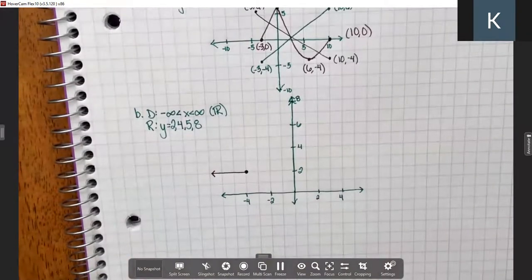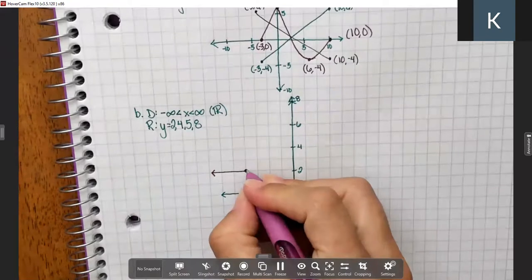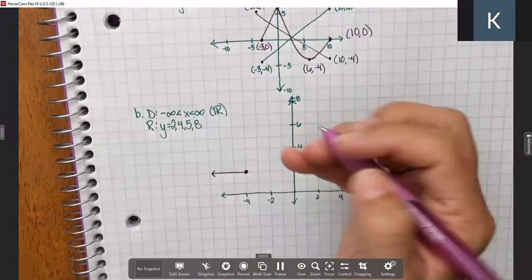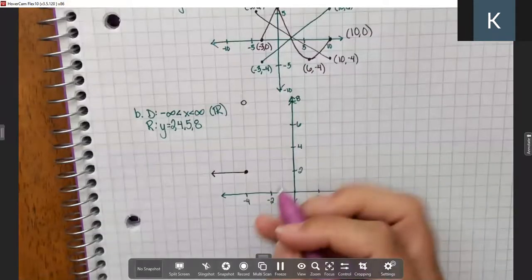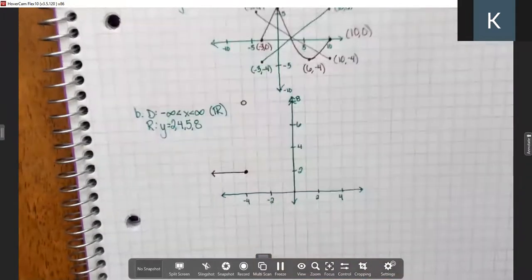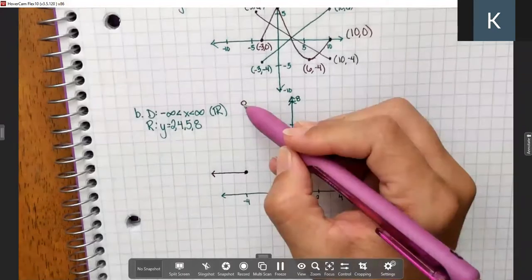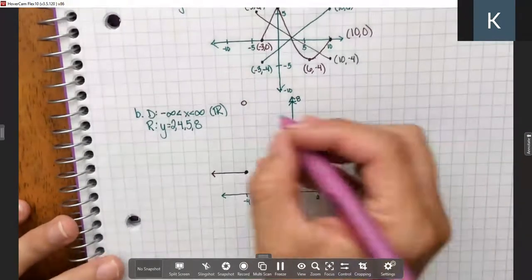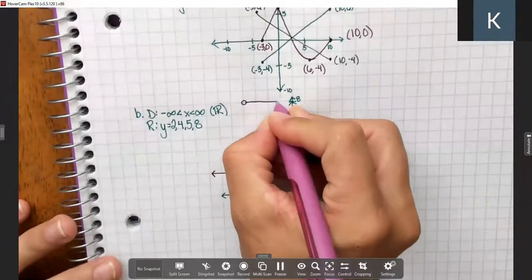The directions also said it has to be a function. So a function means every input only has one output. So say I want to go up to 8 next. This would have to be an open circle here at -4, 8, because it can only be one of those values. You can make it go for as short or long as you would like.